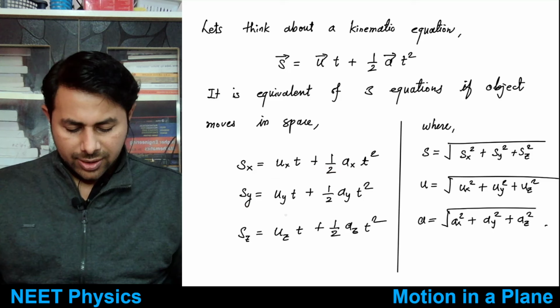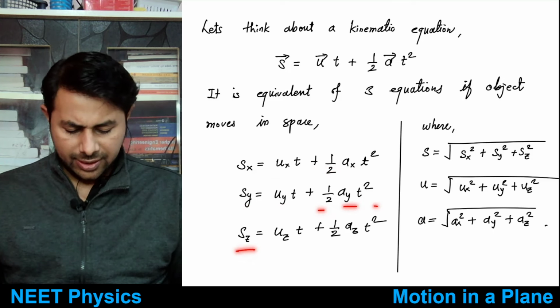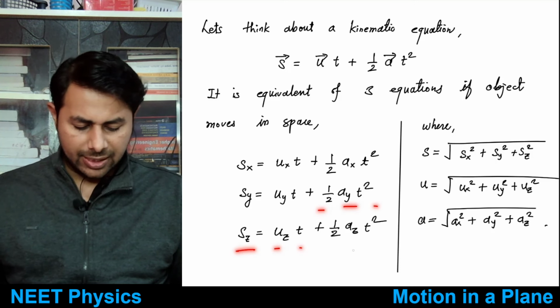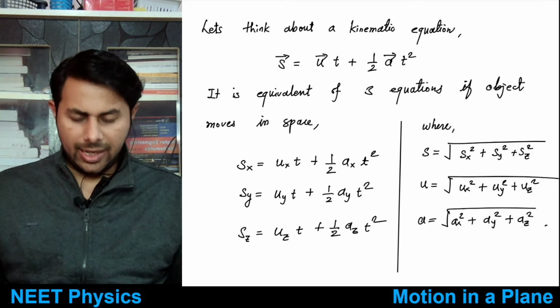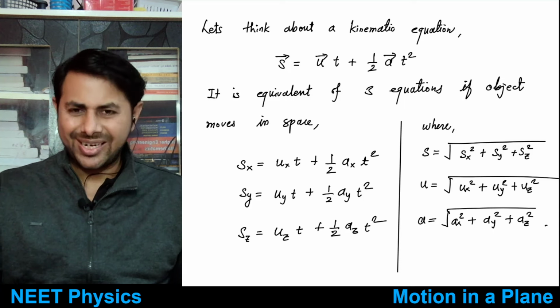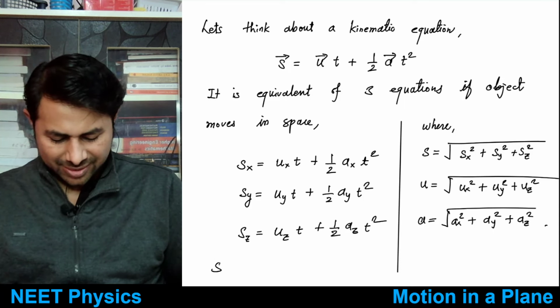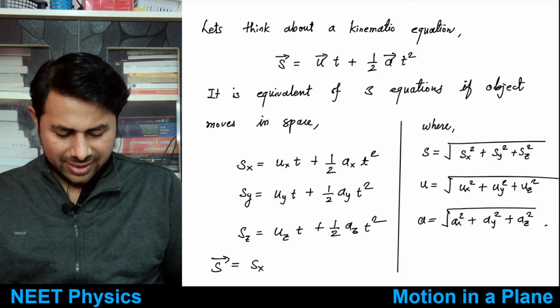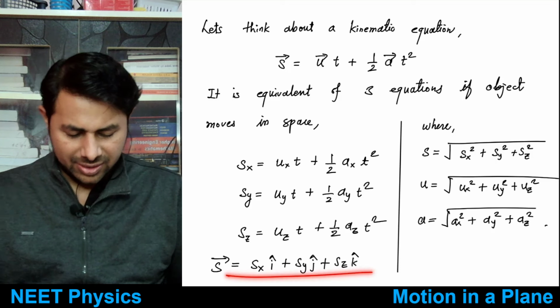In y direction, it will become uy times t plus half of ay times t square, and in z direction it will become uz times t plus half of az times t square. Now if you want to find out the total displacement, what will that be? So total displacement s bar is equal to sx into i cap plus sy into j cap plus sz into k cap. So this is in three dimensions.